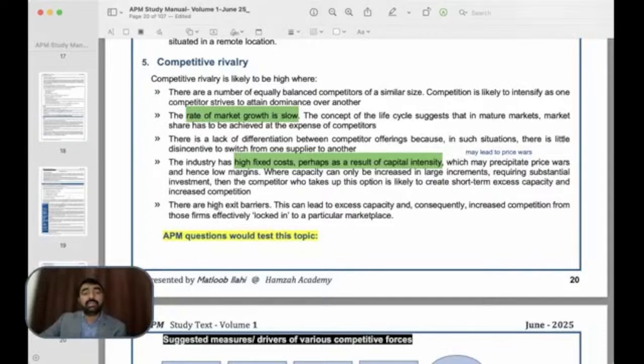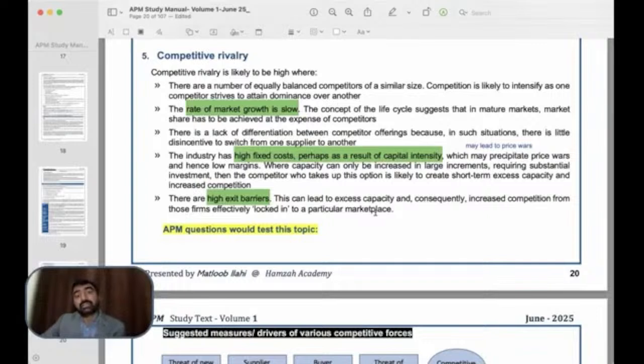Okay, and then what if there are high exit barriers? High exit barriers mean entry in the industry or the market would be easy, but exit would be difficult. For example, there would be a lot of liabilities, there would be regulation, there would be a lot of compliance that must be fulfilled in order to exit, or there could be other exit barriers as well. So businesses would have no other option other than to compete and remain within the market. So they will compete on the prices.